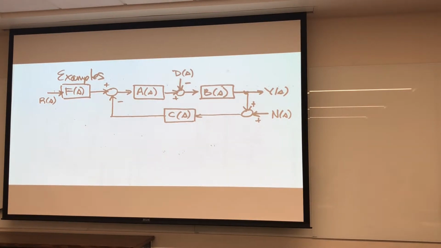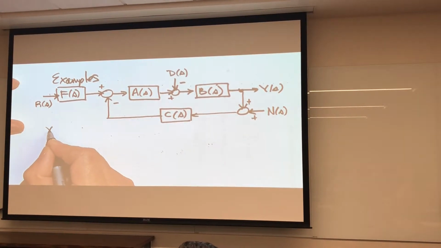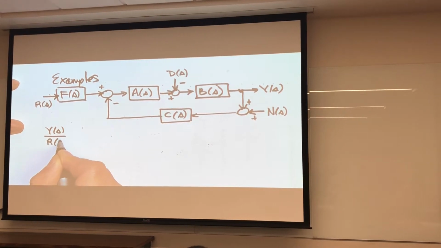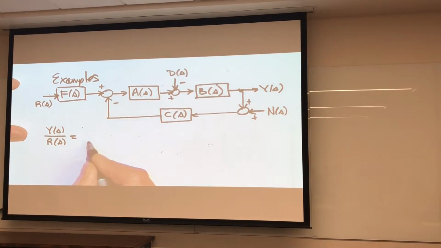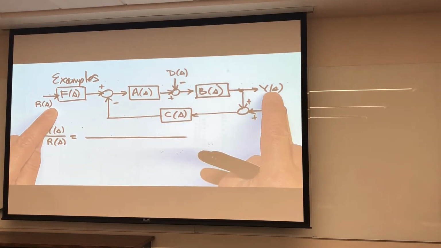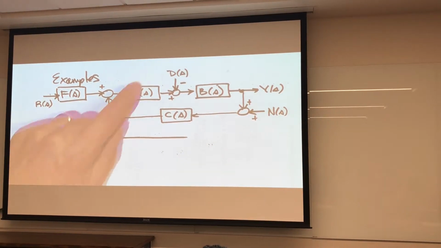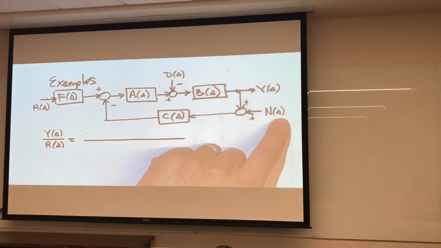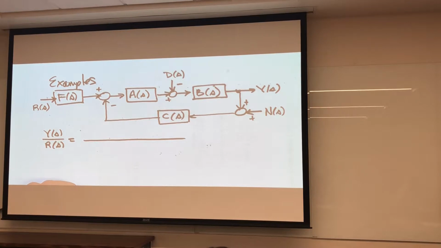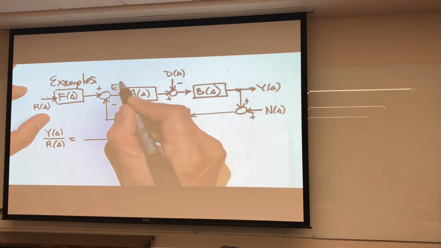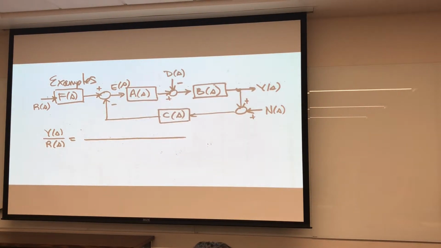Okay, so what we can do is find some different transfer functions. Let's first find the transfer function between input R and output Y. Here's the output Y, here's the input R. There's a lot of inputs into the system. R is a reference input. D is a disturbance input. N is a noisy input. Lots of inputs, lots of outputs that might be of interest to us. I'm going to label this one E for error.